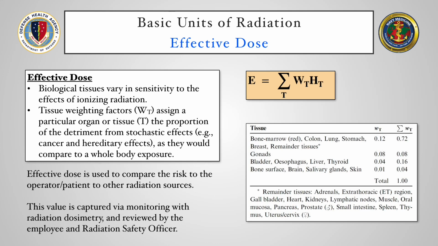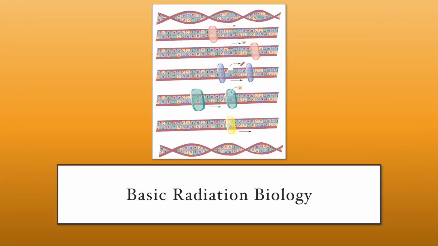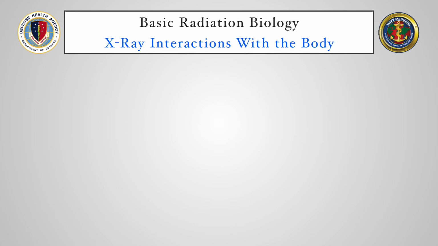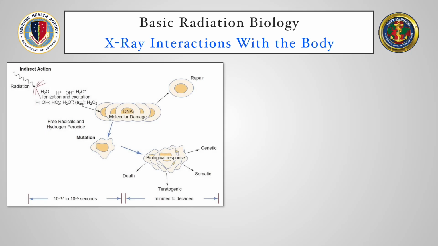The study of the action of ionizing radiation on healthy and or diseased tissue is the scientific discipline known as radiation biology. Radiation interactions that produce biologic changes are classified as either direct or indirect. For the purpose of this training, we're only discussing X-rays, so we're only going to discuss indirect interactions.